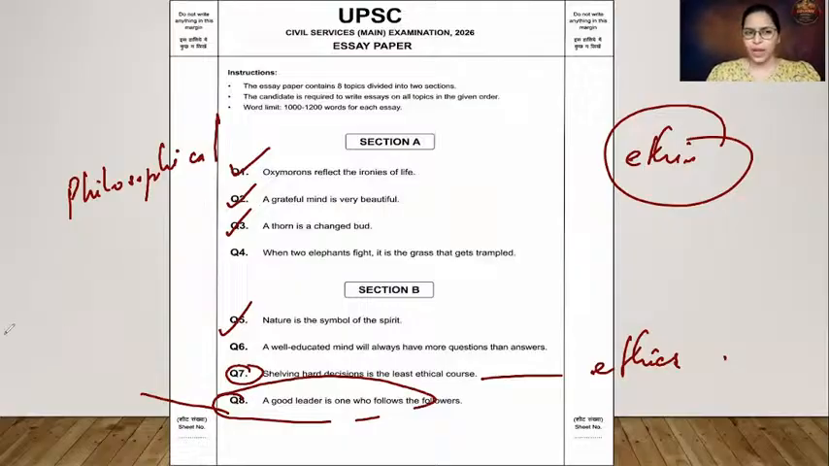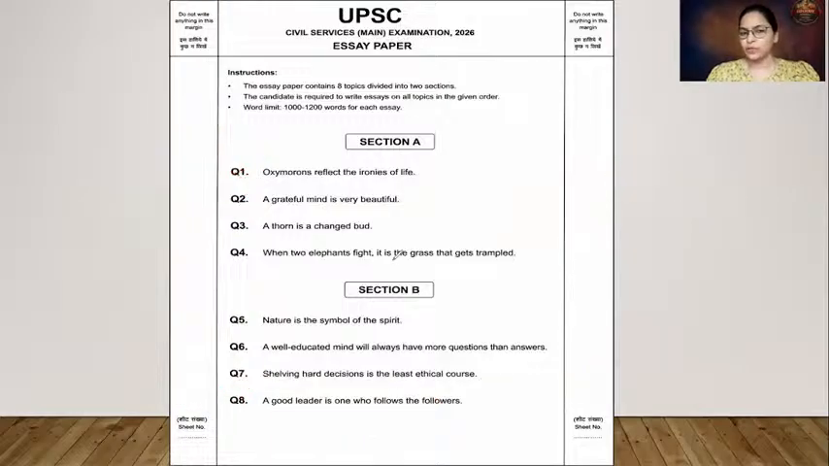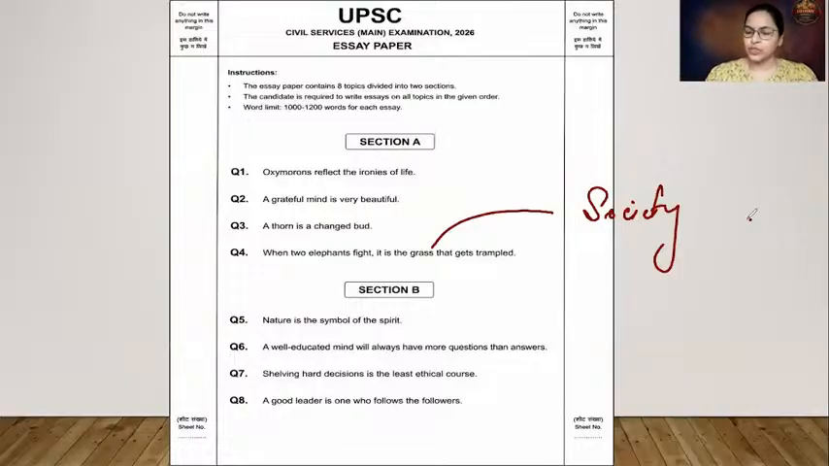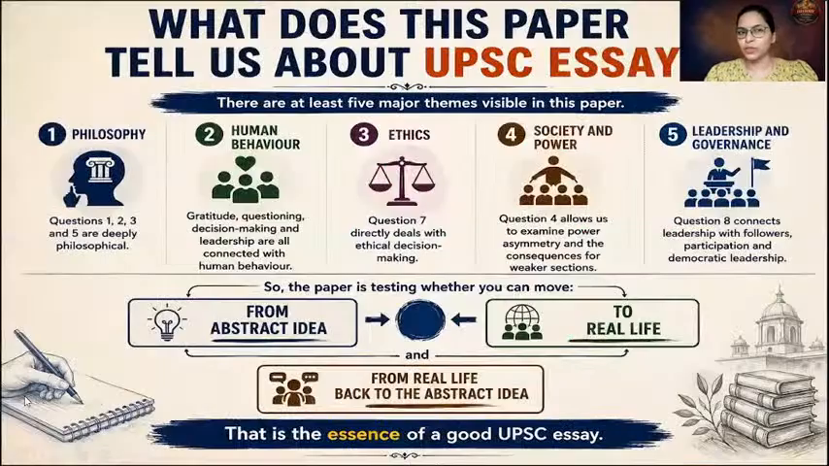And if you look at this, when two elephants fight, it is the grass that gets trampled, this is more or less related to your society, power dynamics, and the impact on the weakened sections of society. So that is the broad theme. So what can we conclude? What are the broad themes?